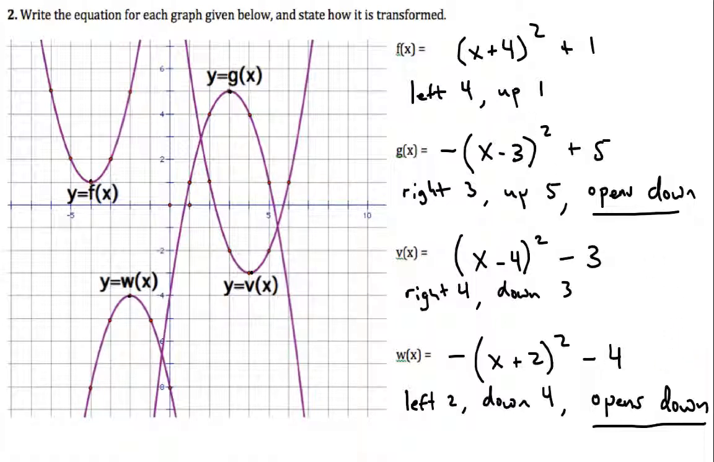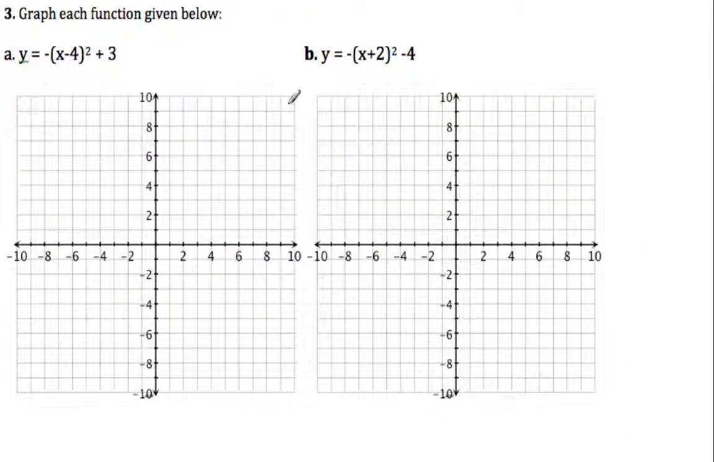Okay, so that's kind of the part that I wanted you to get here, just connecting up this idea of opening down with this negative out front, right? And you can see that here. If it opens up, it's just positive out front. Okay, let's go to the last example. Now we're just going to graph these. Okay, and so x minus 4 shifts it right 4, and then we want to go up 3. So here's where we start.